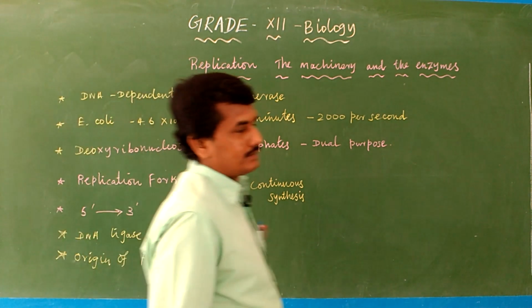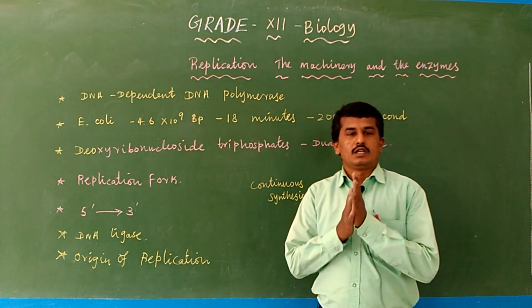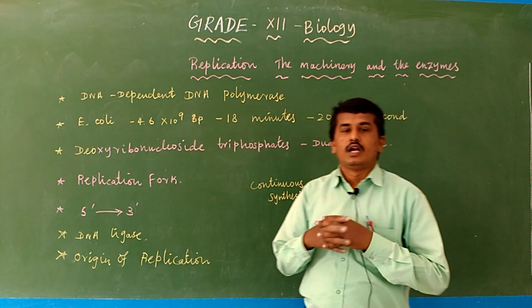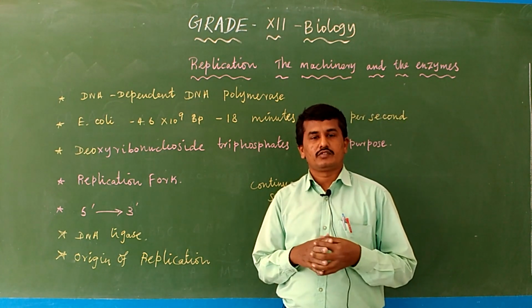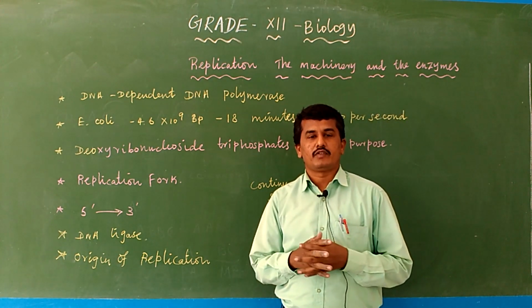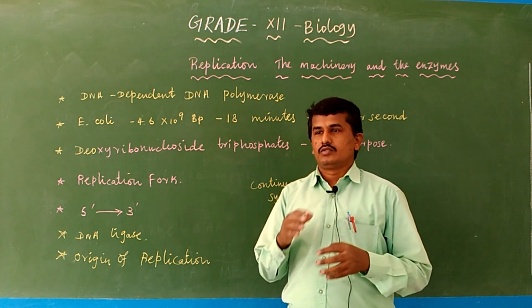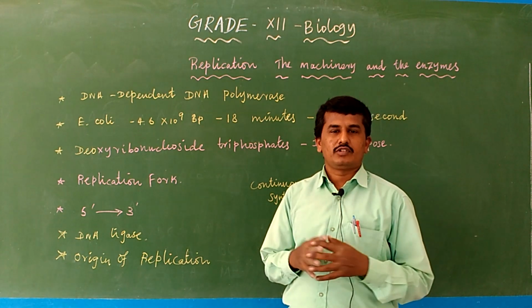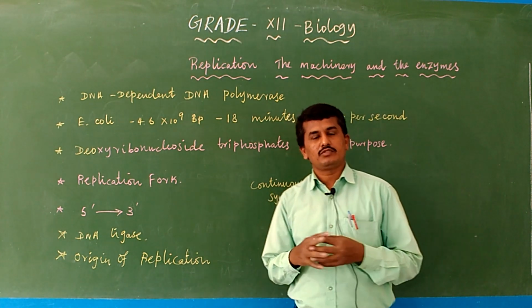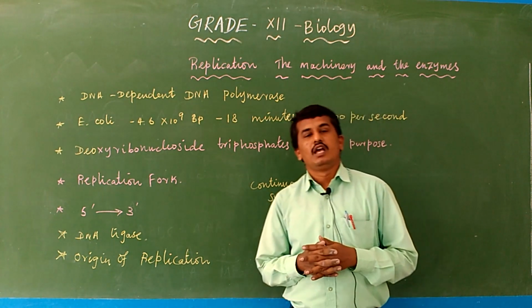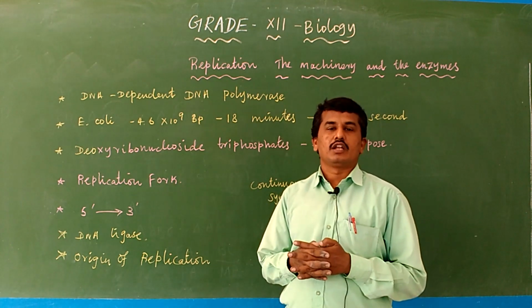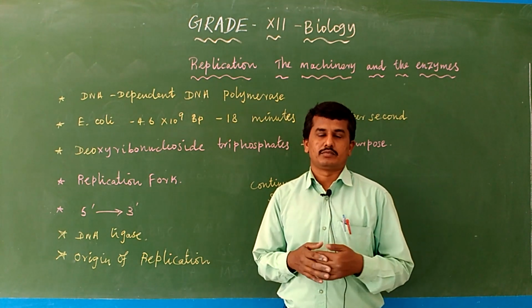So today we discuss chapter 6, molecular basis of inheritance, in 12th standard biology. In 12th standard biology, the first unit is reproduction in organisms, and the second unit is principles of inheritance and molecular basis of inheritance. Two chapters are present.